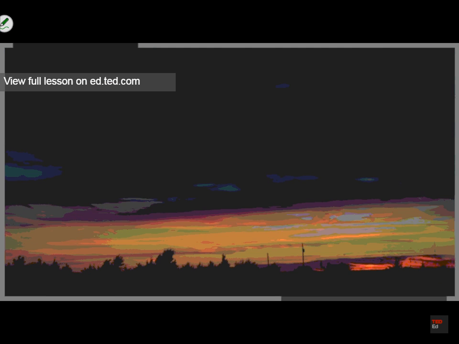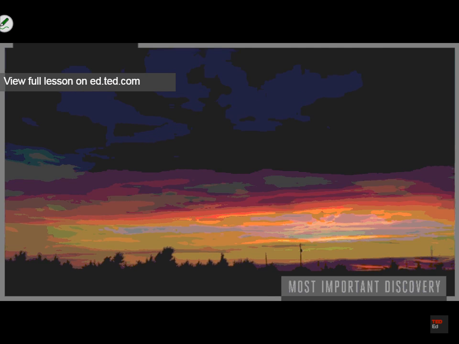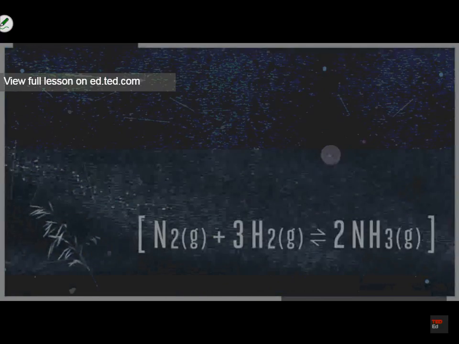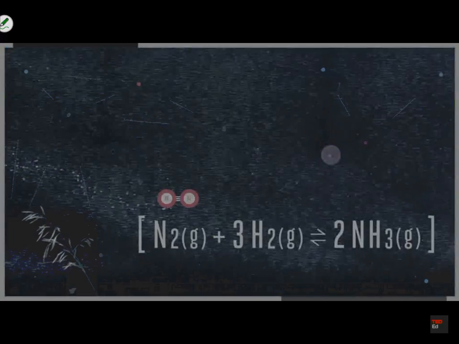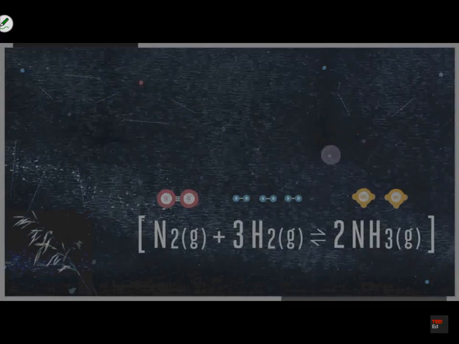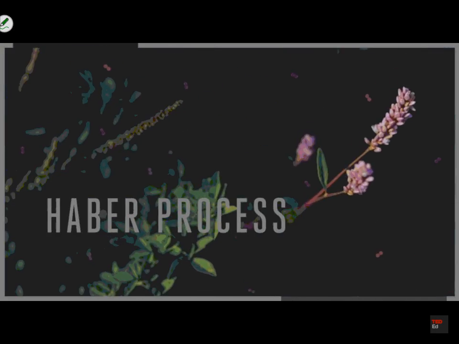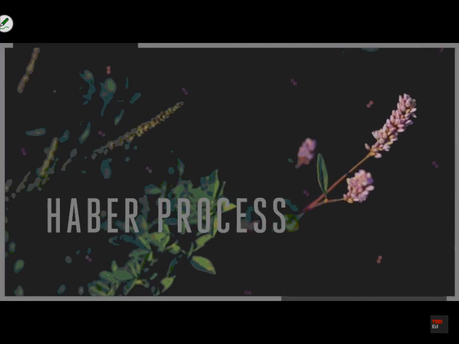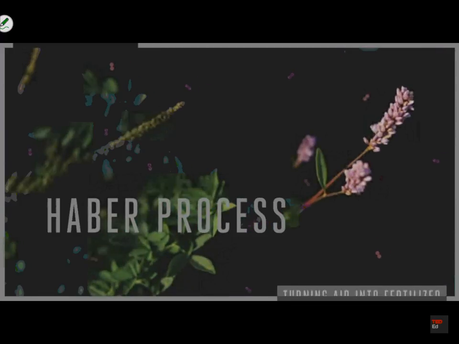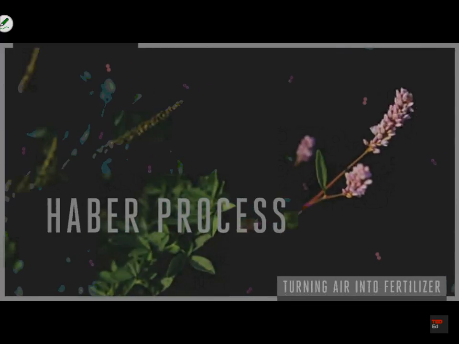What would you say is the most important discovery made in the past few centuries? Is it the computer, the car, electricity, or maybe the discovery of the atom? I would argue that it is this chemical reaction. A nitrogen gas molecule plus 3 hydrogen gas molecules gets you 2 ammonia gas molecules. This is the Haber process of binding nitrogen molecules in the air to hydrogen molecules, or turning air into fertilizer.